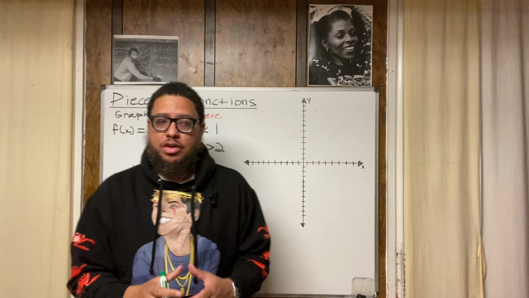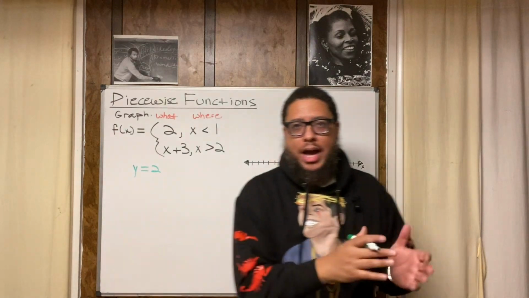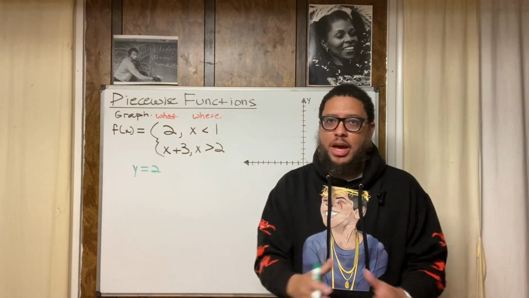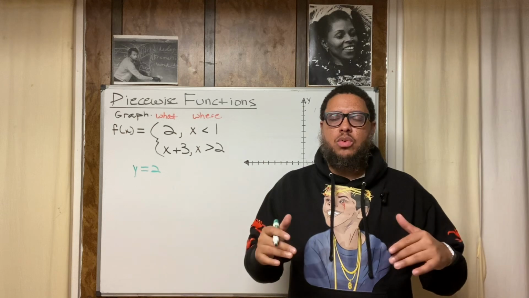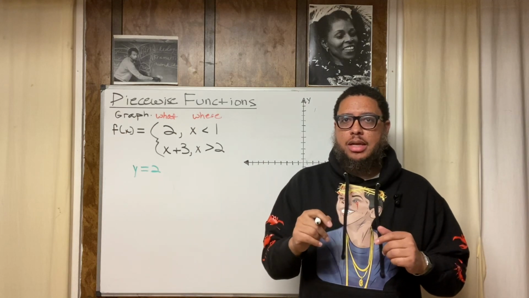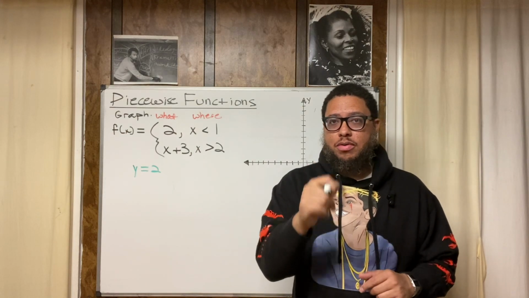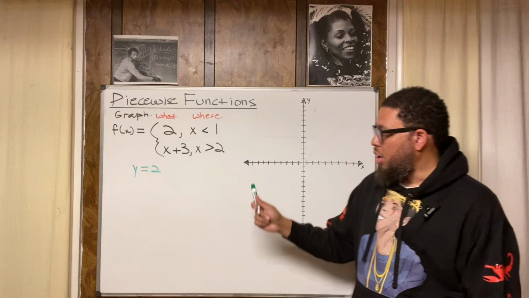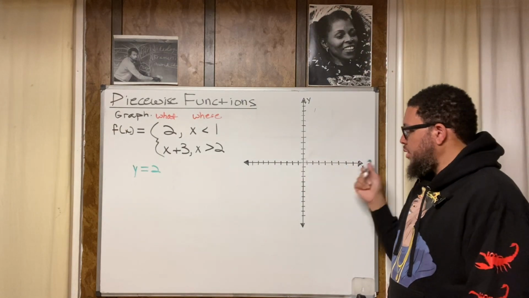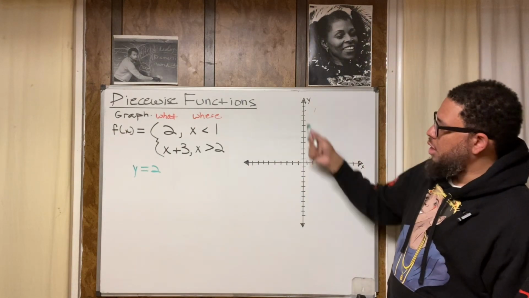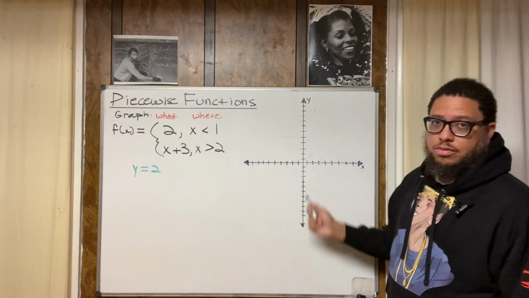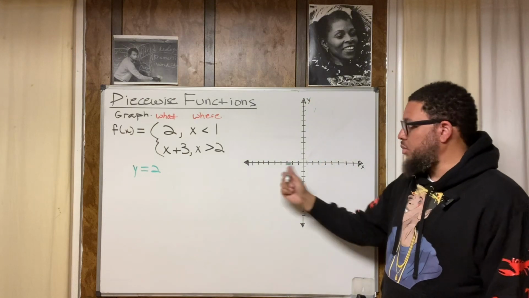Now, whenever you're graphing a function and you have y equals a number and there's no x variable, just know that it's going to be a horizontal line. Now, you need to understand what the word horizontal and the word vertical means. Horizontal, left to right. Vertical, up and down. Vertical, up and down. Horizontal, left and right.